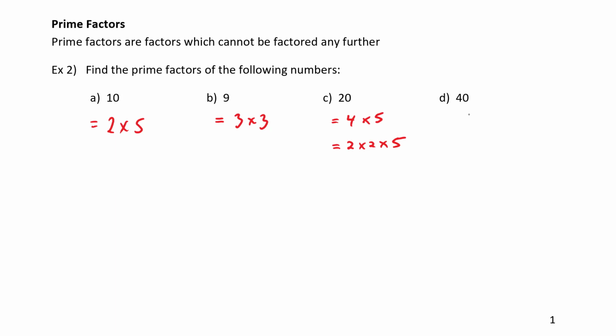Lastly, we have 40. We can break that down into 4 times 10. But both 4 and 10 are not prime numbers. So I need to break down the 4 into 2 times 2. I need to break down the 10 into 2 times 5. Now we have 40 broken down into its prime numbers. Again, we did this with prime factorization. Hopefully you learned it then.